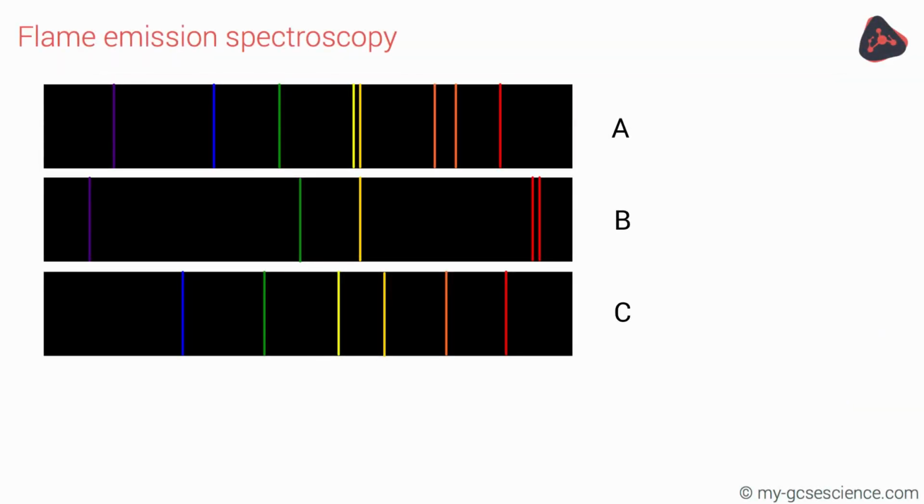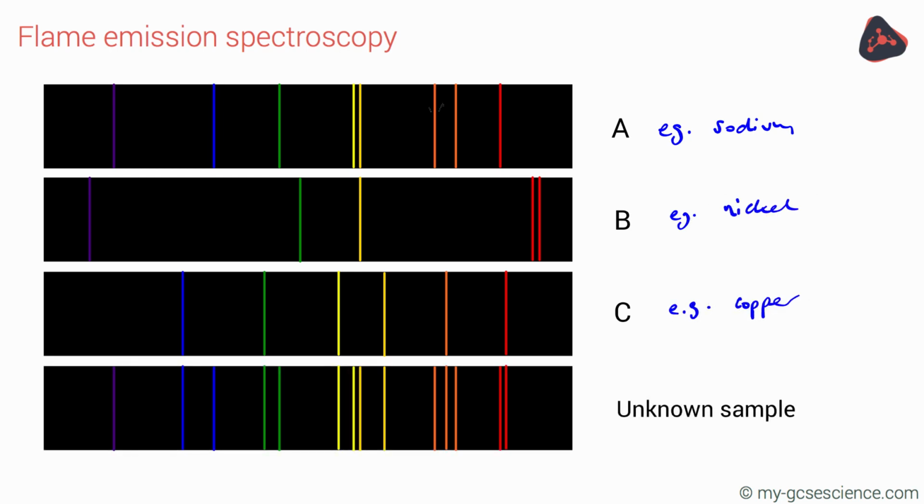Here we have three references, A, B and C. Each will come from a different metal ion, for example A, sodium, B, nickel, C, copper. And then you're given the line spectrum for an unknown sample. And by comparing it against A, B and C, you should be able to identify which of the ions are present in the unknown sample.